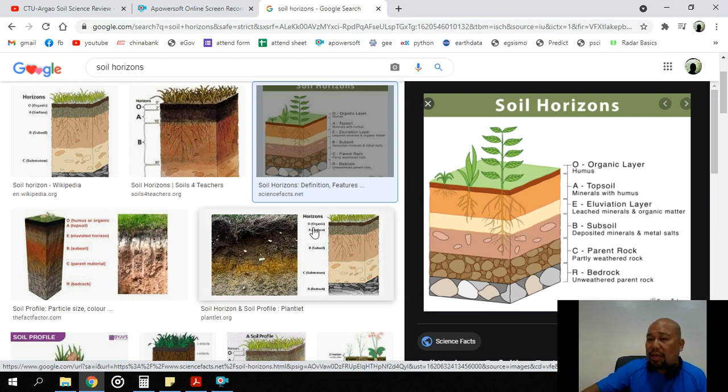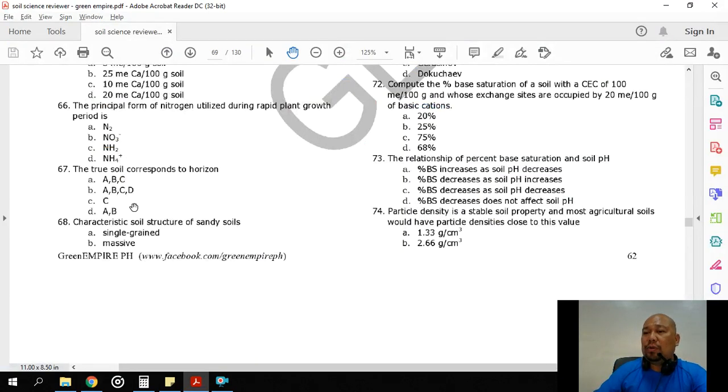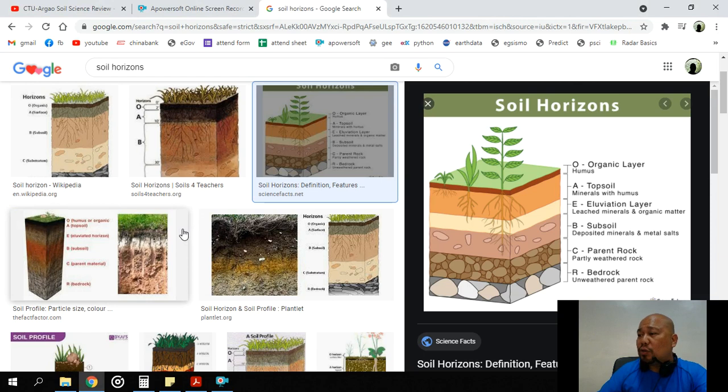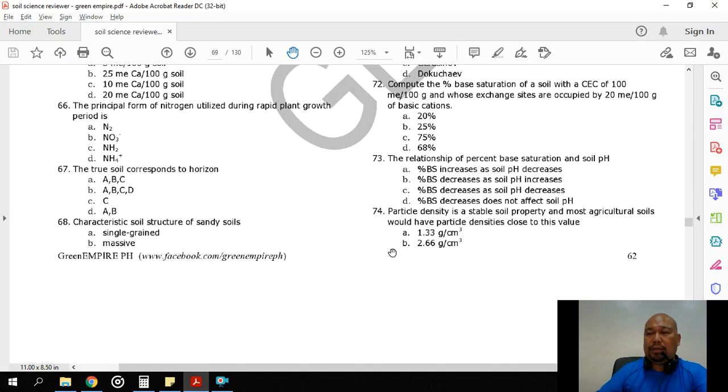So I think ang real soil is only A and B. So this one, the true soil corresponds to A and B because letter C here is actually the unconsolidated parent material. Mao na siya ang C. Okay? Okay, that's 68. Characteristic soil structure of sandy soils. Okay?